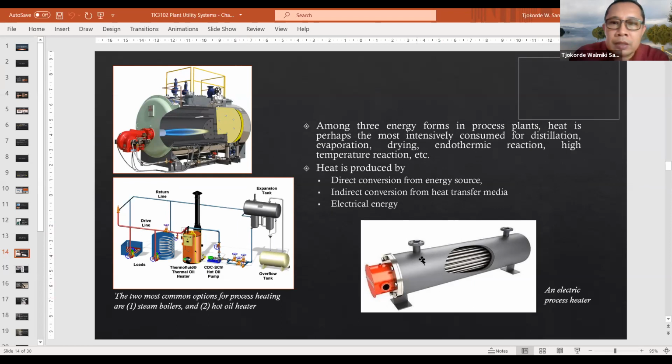And this one is an electric process heater. On the inside are heating coils, electrical coils, and this provides heating to the fluid inside the shell through electrical current. So that's an electric heater.